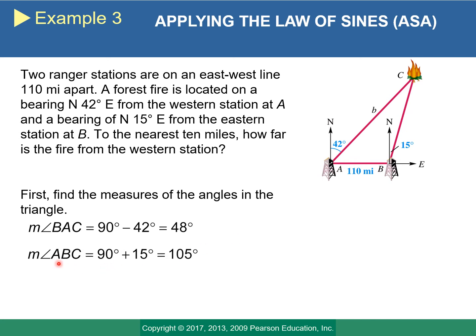The measure of angle B, so ABC, is just angle B. It is a 90-degree angle from this line to north, and then plus 15 more because this leg of the triangle is 15 degrees east from there. So it's 90 plus 15, so angle B is 105 degrees. We found our angles, and then we can use those two to find the last one. Angle C is just 180 minus the two we know, so angle C is 27 degrees. So we now know all three angles of this triangle.